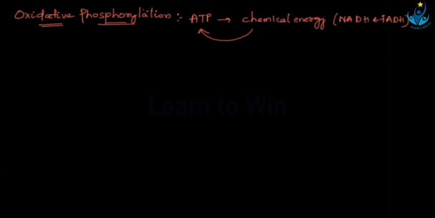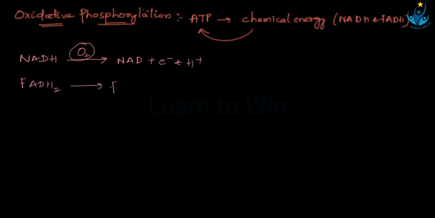So what happens in oxidative phosphorylation? Here, NADH undergoes oxidation in the presence of oxygen. So compulsorily, you will need oxygen here. When it undergoes oxidation, it releases electrons and protons. Similarly, FADH2, when it undergoes oxidation, forms FAD and electrons and protons.